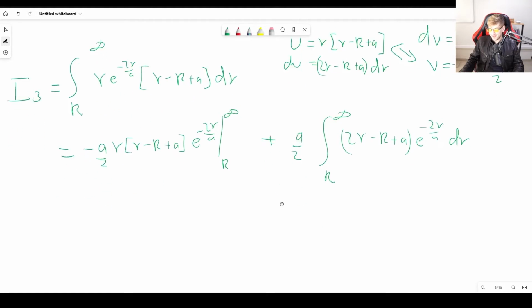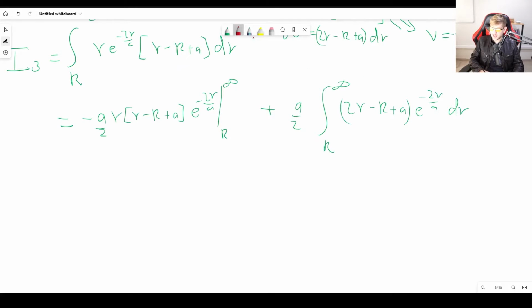Okay, so now we need to integrate by parts again. So here we will use u is 2r minus R plus a, du is 2 dr, and dv will be the exact same thing. So e to the minus 2r over a dr, and thus v will be minus a over 2 e to the minus 2r over a. Okay, let's plug it in and let's solve this first part.